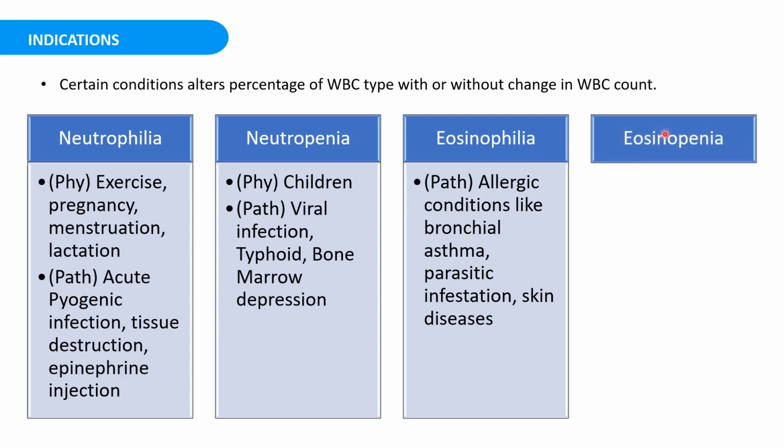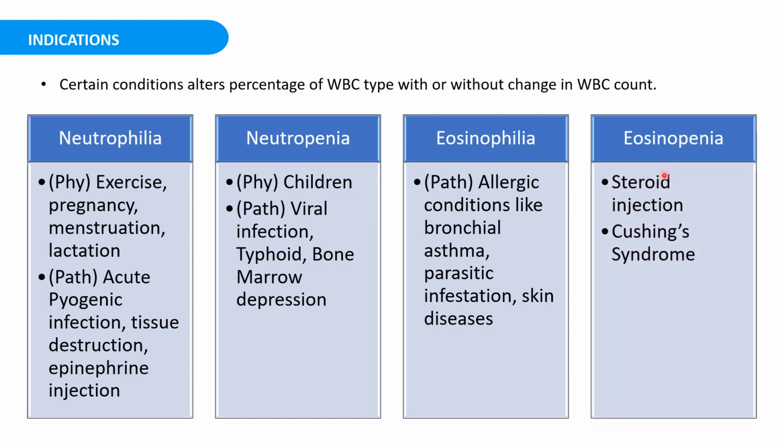Then eosinopenia. Penia means decrease in count. So here the eosinophil count will decrease compared to other WBCs. Only one condition you need to remember, that is steroid injection. If steroids are given, or if there is an increase in steroids in a disease like Cushing syndrome, then eosinopenia will be there. The reason is that corticosteroids decrease the eosinophil count. Remember that corticosteroids decrease inflammation. They also decrease allergic reactions. So these are some of the conditions.